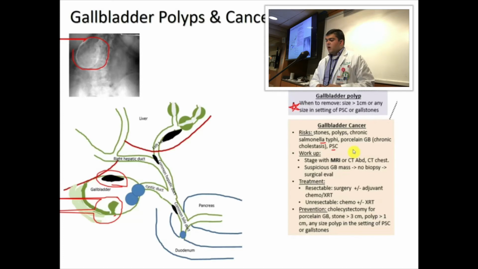So treatment, if it's resectable, you can do surgery with plus or minus adjuvant chemotherapy or radiation. If it's unresectable, then you may have to do chemo with radiation, but often start looking at palliative options there as well.